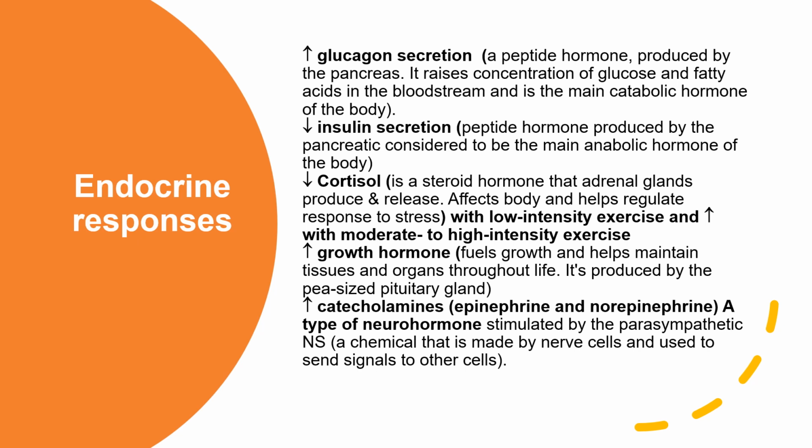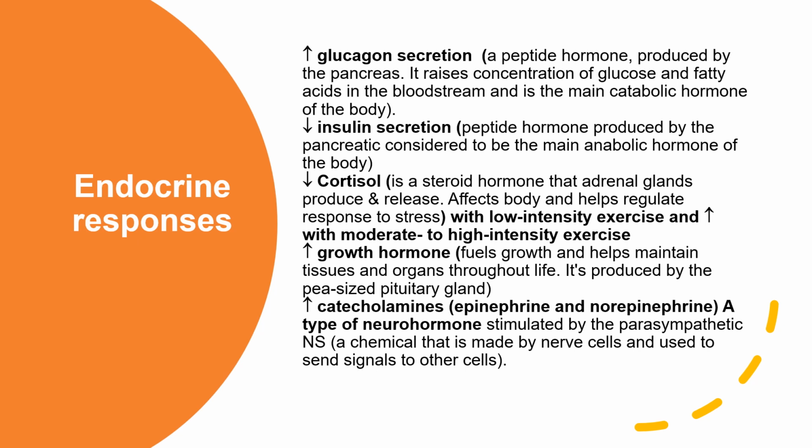There's a temporary increase in insulin secretion. Insulin promotes glucose uptake by the muscles and facilitates the storage of glucose as glycogen. During intense exercise, the increase in insulin is typically modest compared to the increase in catecholamines, allowing for the availability of glucose as an energy source.